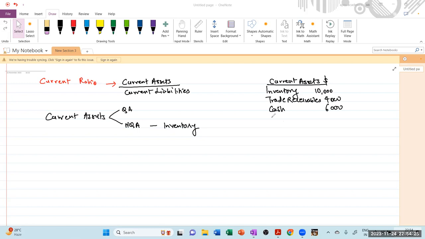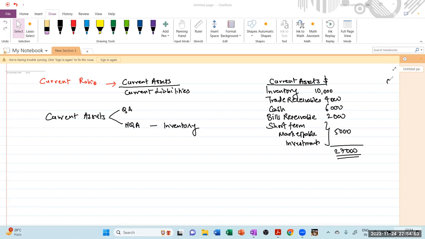And well, you could say that I have bills receivable of say $2,000. I have short-term marketable investments of say $5,000. So what is my current asset position today? 10 plus 4, 14 plus 6, 20 plus 2, 22 plus 5, $27,000. Agreed, everybody? Okay. I have current liabilities and I am not very bothered about the breakup of the liability. I am straight away going to say that my current liabilities are say $15,000.